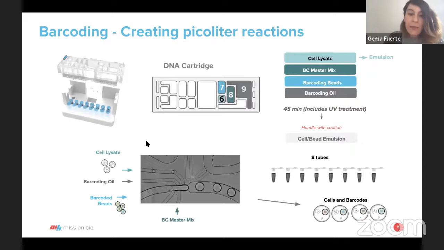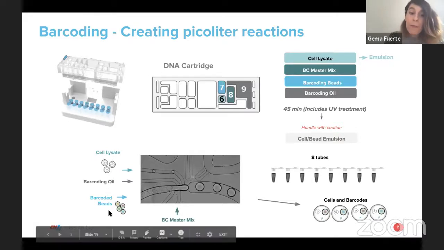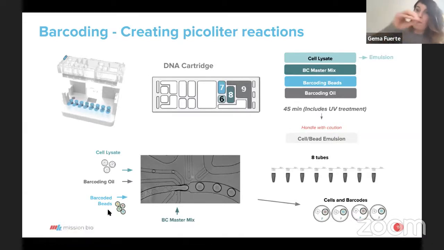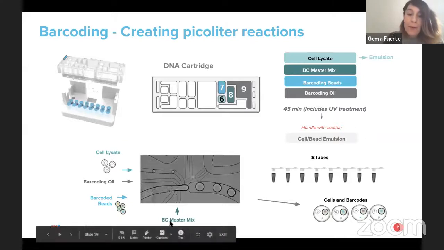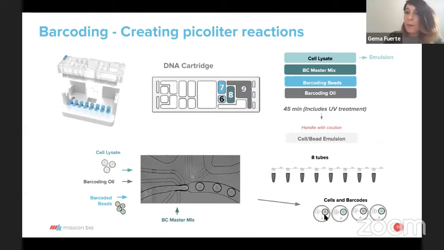So again, just a reminder, what is barcoding? Barcoding is a combination of your cell lysate from your thermocycler with barcoding oil, barcoded beads. These beads are a carrier that bring that unique barcode, and the barcoding master mix. So all the primers for your panel or the enzymes and the reagents that you require. And what you have here are these picoliter reactors. So all the ingredients you need to perform multiplex PCR overnight.